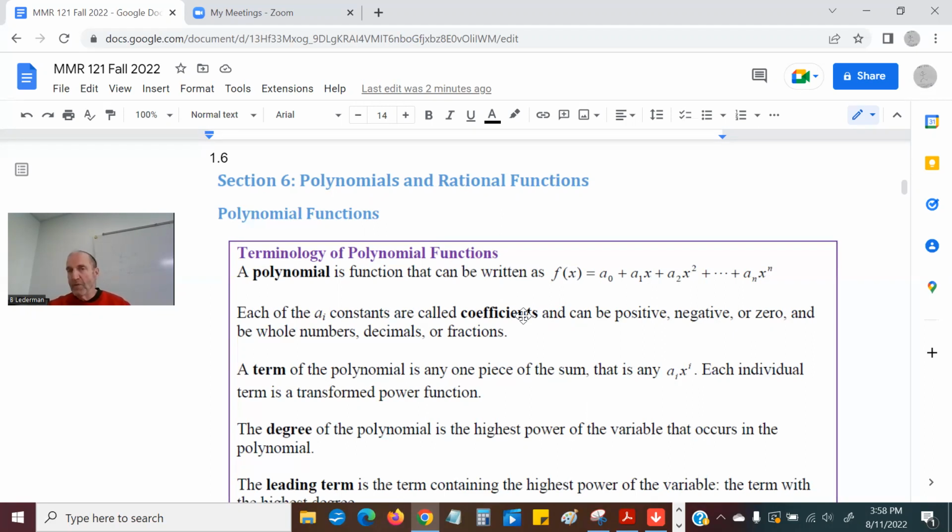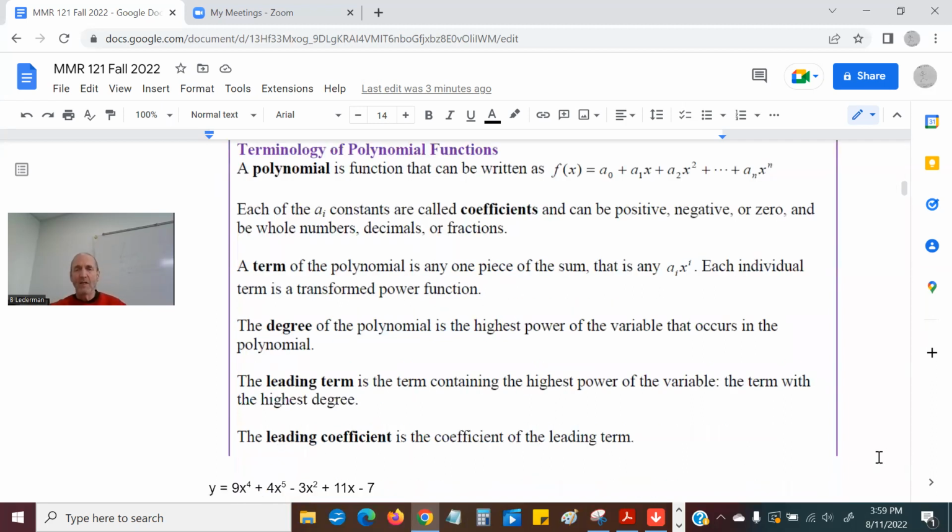I'll give you an actual example in a second. A term of the polynomial is the things that are separated by the plus signs, so a2 times x squared or a5 times x to the fifth, and so forth. Those are the terms. The degree of the polynomial is the highest exponent that appears. You may find that term at the end, you may find it in the middle. It doesn't matter. You just got to find the highest one. The leading term is the term that contains the highest degree, and the leading coefficient is the coefficient of that term.